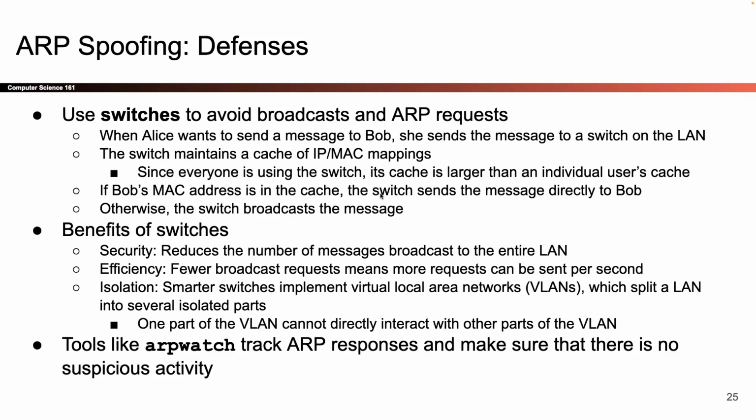Okay, so you can think of it as if there's this central switch that's maintaining the mapping for everybody. Then probably the central server is going to have a larger cache because it's collecting requests from every single person on the local network. So in general, the switch is going to have to broadcast less often. And if you broadcast requests less often, then the attacker has fewer chances to successfully run the spoofing attack. So that's one of the benefits of switches.